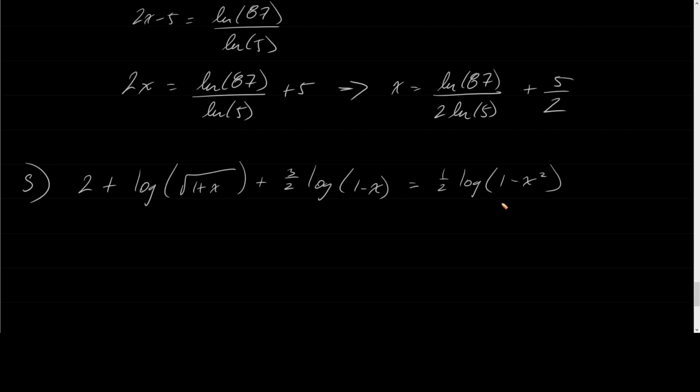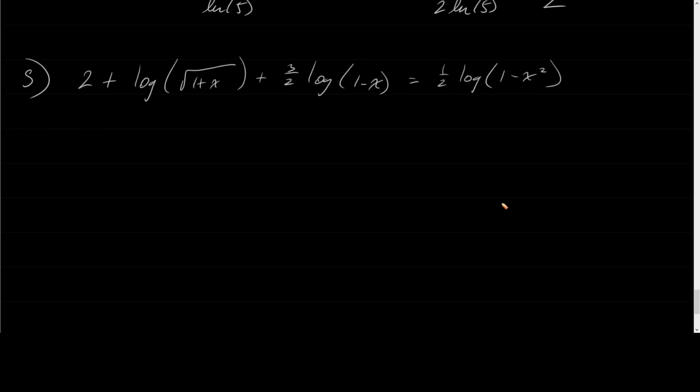the very first thing we're going to do is put all the logs on one side and all the non-logs on the other side. All right. So anything that has a log, put it together on one side, and anything that doesn't have a log, put it on the other side. At the same time, I'm gonna change this square root to a fractional exponent, and I'm gonna use the power rule. Well, actually, you know what? I'll do it in 2 steps. So let's do all the logs on one side.